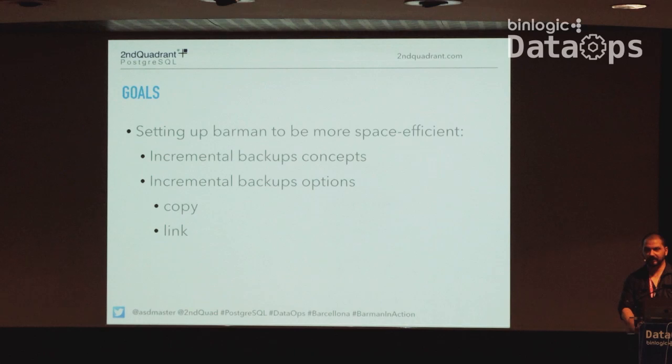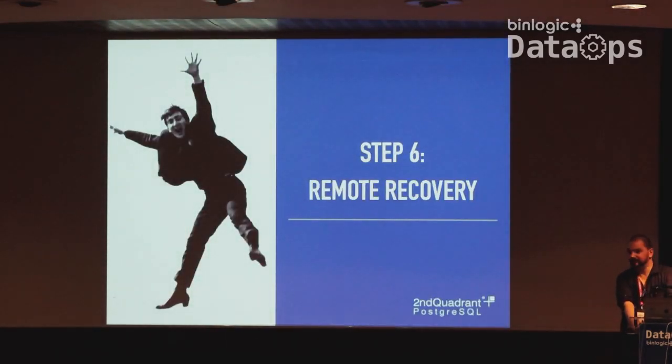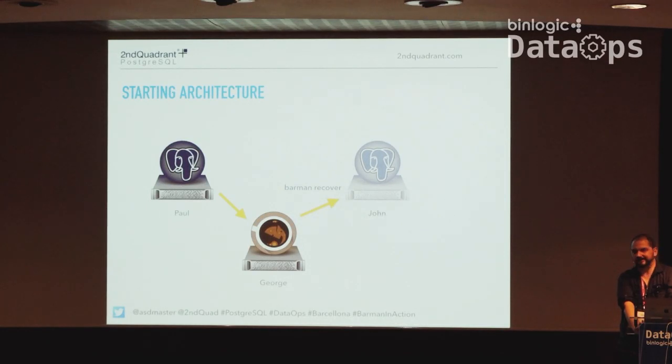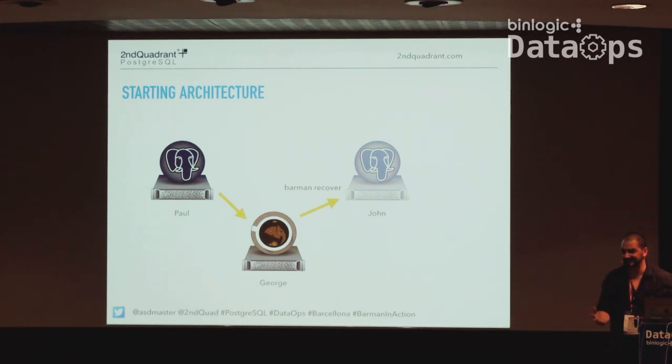So, we were talking about incremental backups. Let's move over and let's talk about remote recovery. Okay, because we have backups, now we have to use them. Okay, so this is the starting architecture. We are going to use John for recovering the backup because, as I explained today, a backup is not a backup if it's not tested. Maybe it's a bit too strong as a statement, but it's better for you if you test your backup.